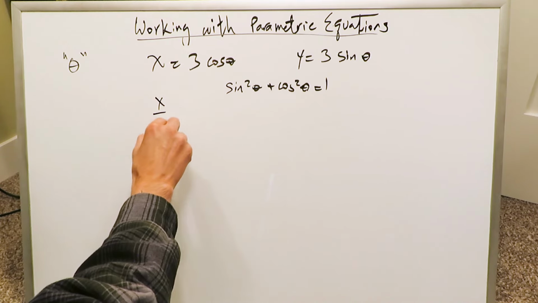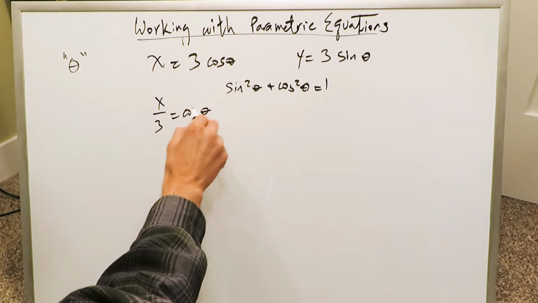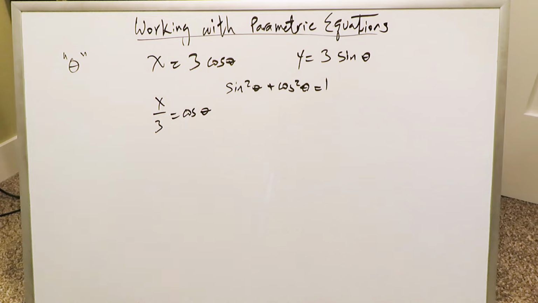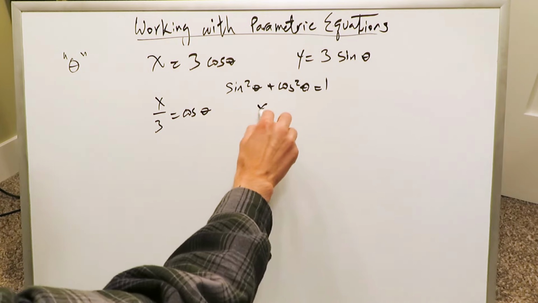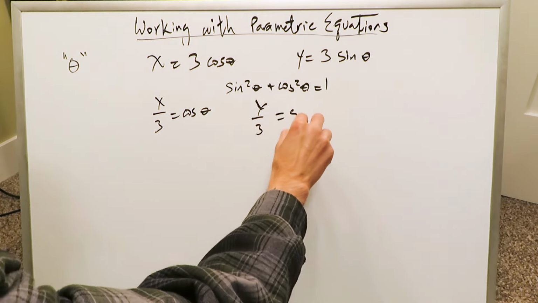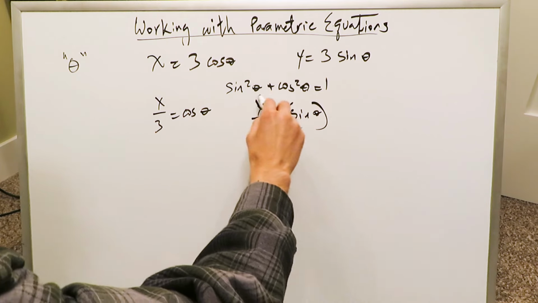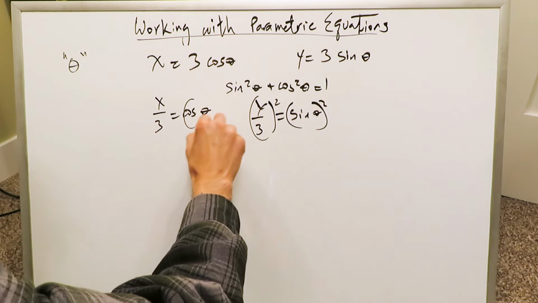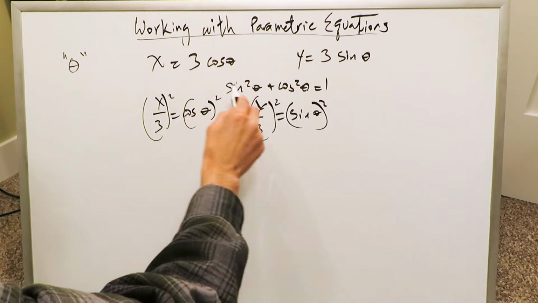I'm going to push the 3 on this side, and I'm going to equal it to cosine theta. I've pushed the 3 over here. Do the exact same over here. Y divided by 3 is equal to sine theta. Now square everything. When you square everything, you're going to give rise to this identity.